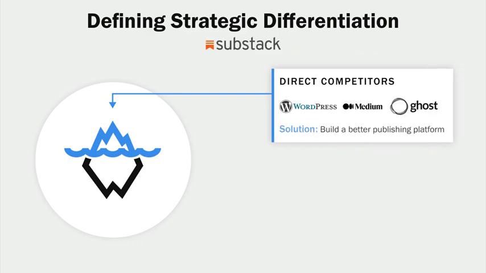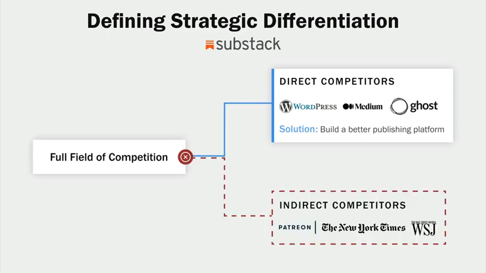For example, if Substack only considered other publishing platforms like WordPress, Medium, or Ghost as competition, it might be tempted to simply build the publishing platform. However, building an app solely to beat existing publishing platforms means Substack might not differentiate itself very well against the full field of competition that it faces. It would miss out on the opportunity to potentially capture writers from indirect alternatives like Patreon, as well as from places like the New York Times and the Wall Street Journal.